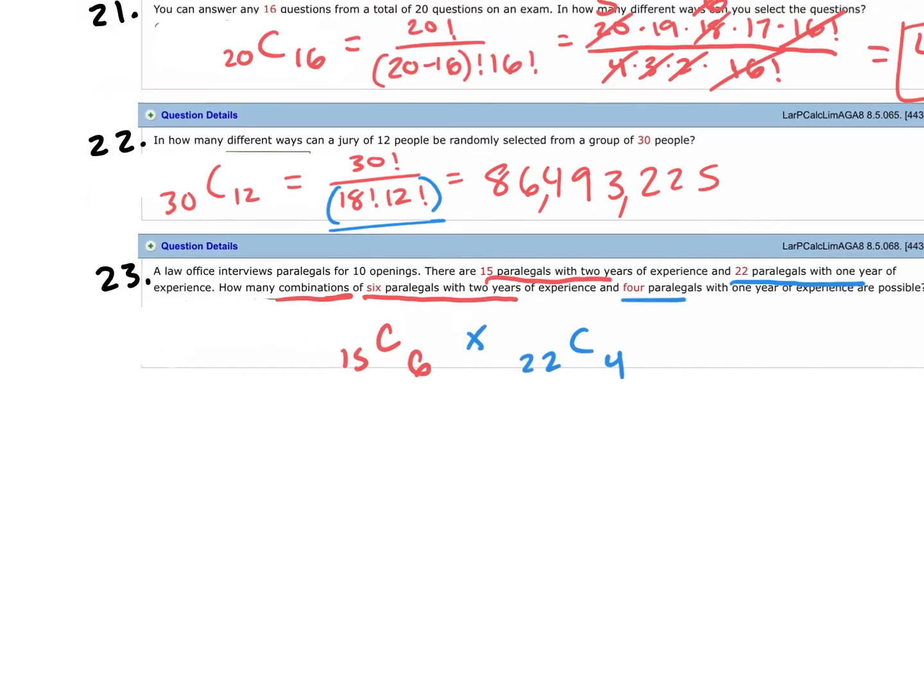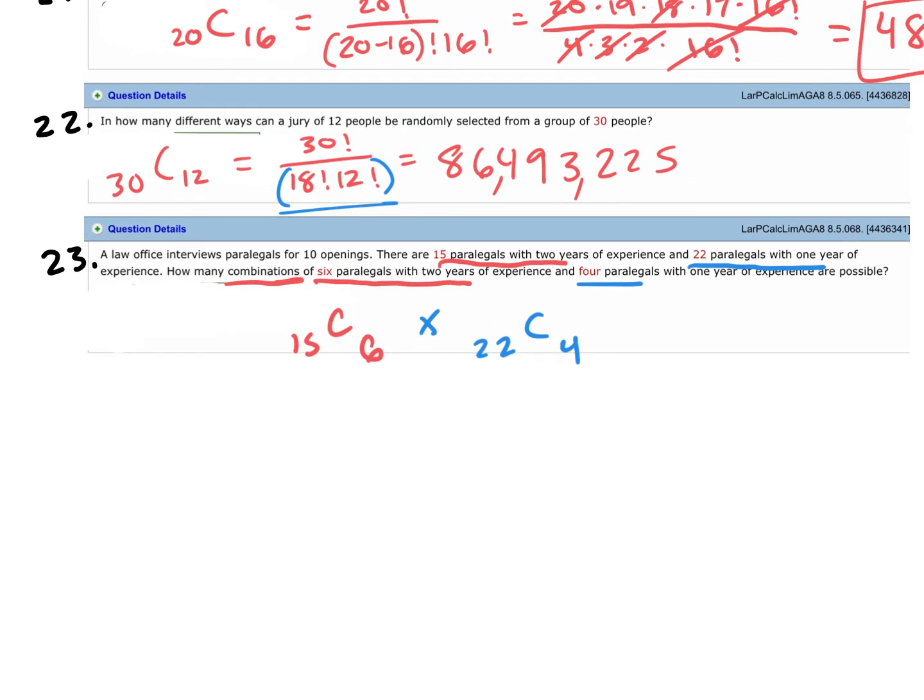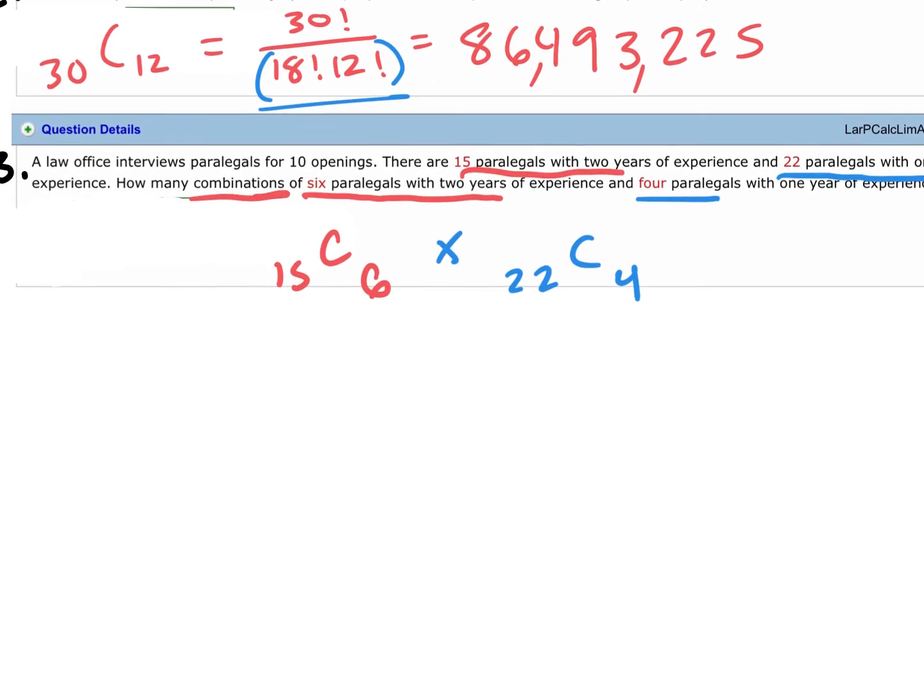Okay, 23 we talked about yesterday a little bit. So law office interviews paralegals for 10 openings. There are 15 paralegals with 2 years of experience, 22 paralegals with 1 year of experience. How many combinations of 6 paralegals with 2 years experience and 4 paralegals with 1 year experience are possible? So we're kind of choosing from 2 different pools here. And then since the numbers go together, it's this many with 2 years experience and this many with 1 year experience. So since it's and, we multiply them together. So it's combinations for both of those.